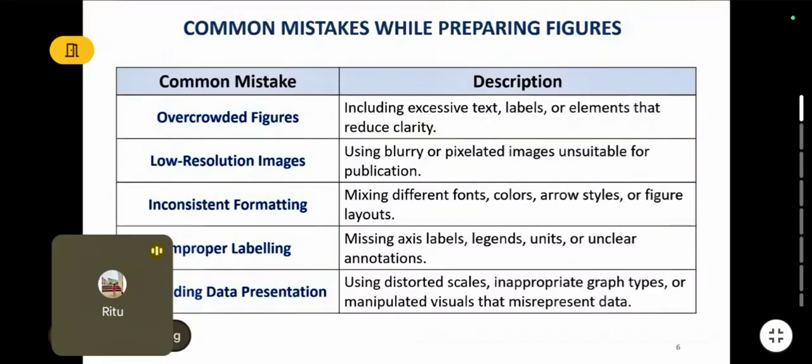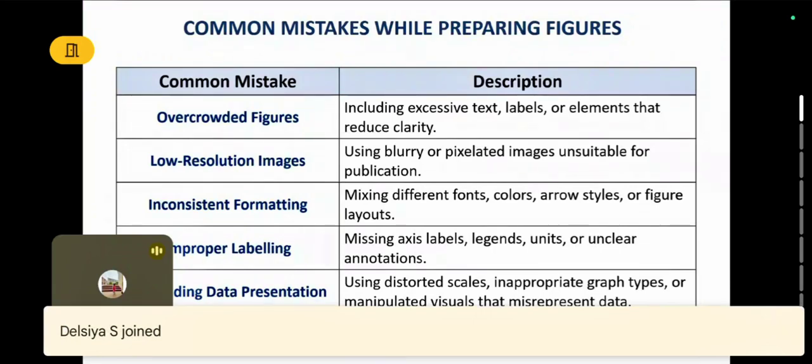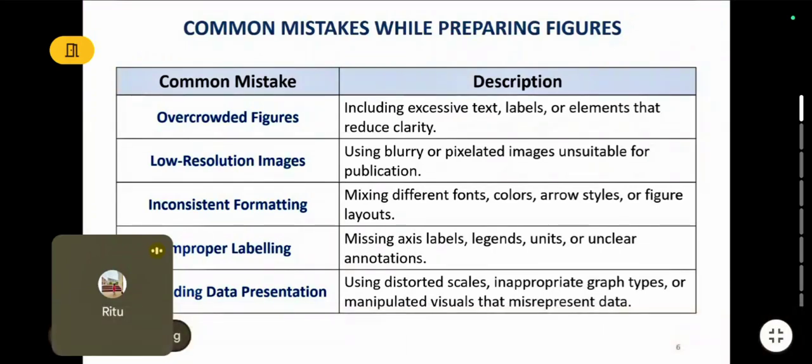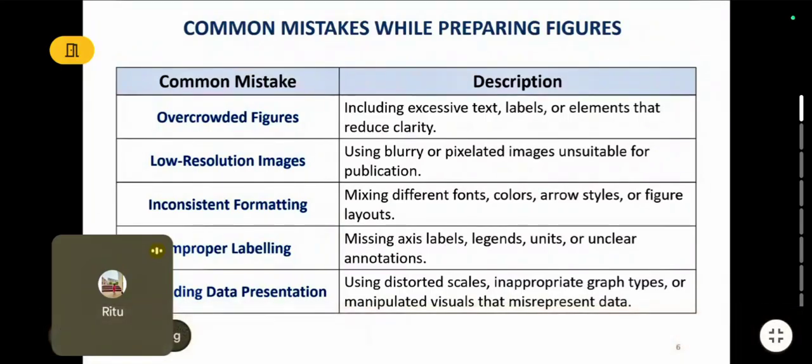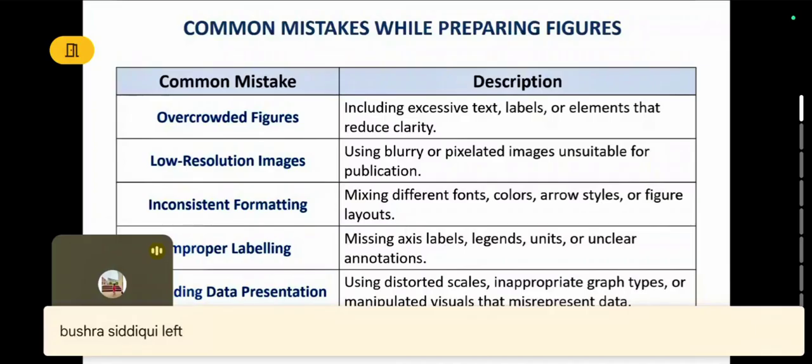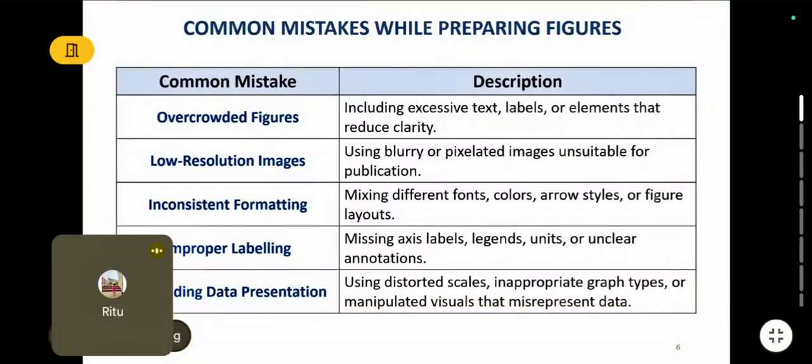And do not use distorted scales. Suppose you are preparing graphs, and in one graph you have used minor ticks and in another graph you use major ticks. In one you have used them outwards, in one you have used them inwards. So this doesn't look nice, and it is not visually very appealing. Try to see that every figure has the same type of axis labels, same type of graphs, axis fonts, everything. So avoid misleading data presentation.